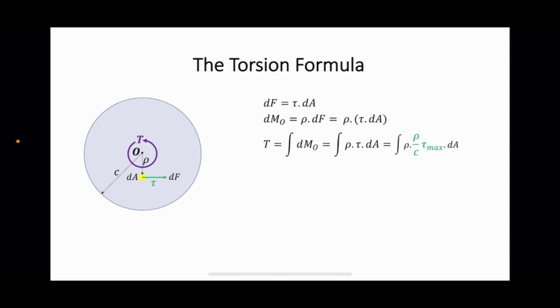From here, we can obtain the formula to find the maximum shear stress. For clarification, T is the internal torque at the cross-section. C is the radius, and J is the so-called polar moment of inertia of the shaft's cross-section.